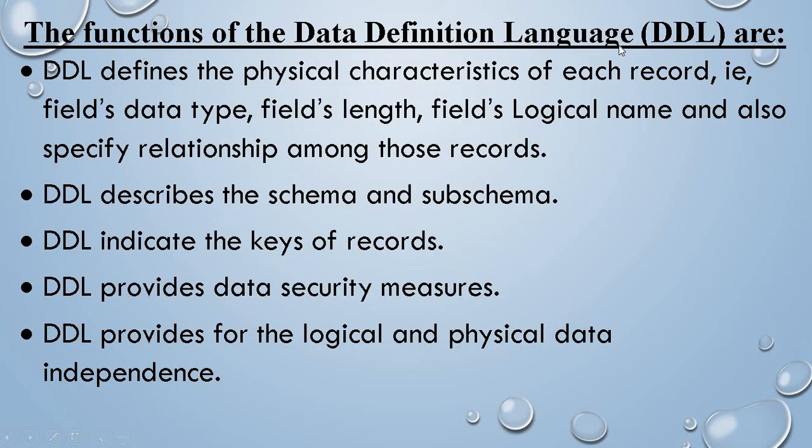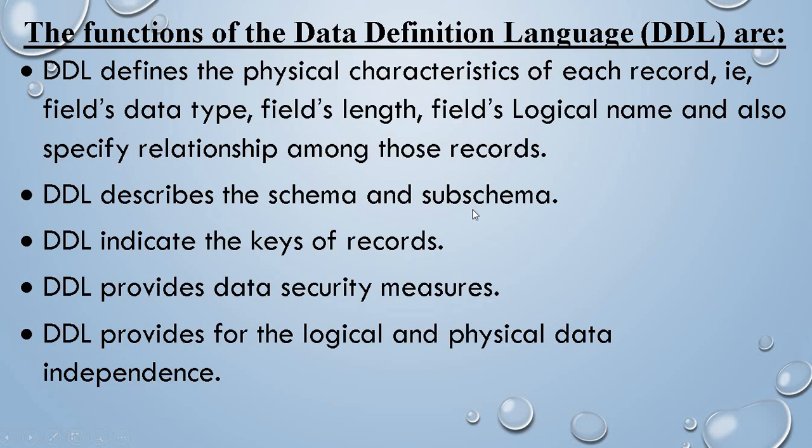The functions of the data definition language. Data definition language will define the physical characteristics of each record, that is the field data type, the field's length, the field's logical name, and it will also specify the relationship among those records. So the physical characteristics of each record are the data type and the length of that particular field, whether it takes 5 bytes or 2 bytes, and the field's logical name, what is the name of the particular field, and also the relationship among these records. So this is the function of DDL.